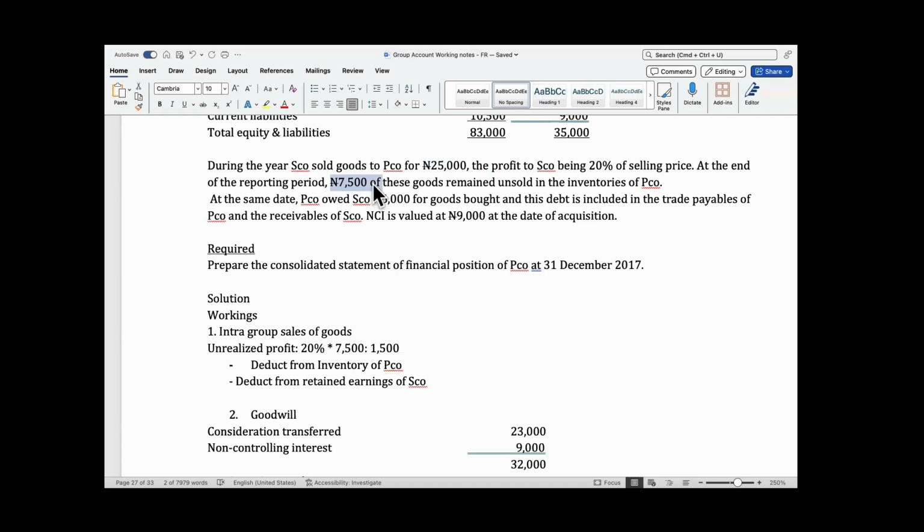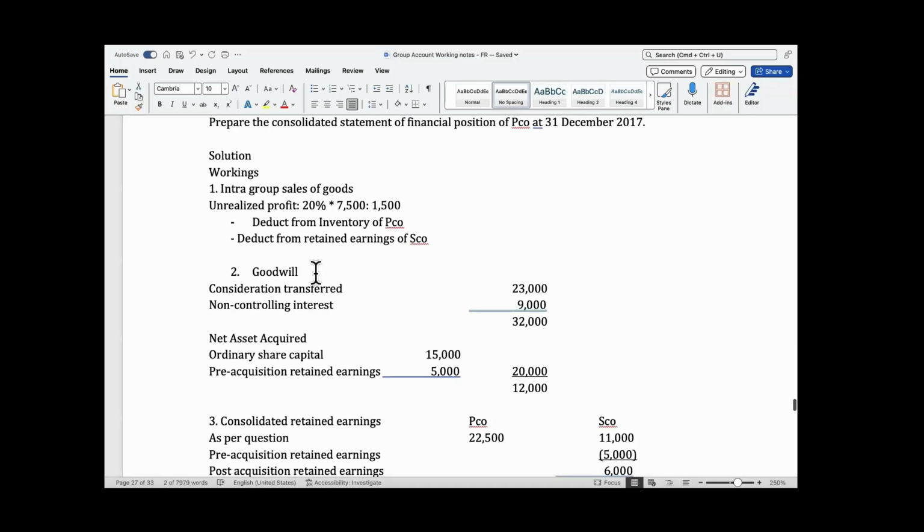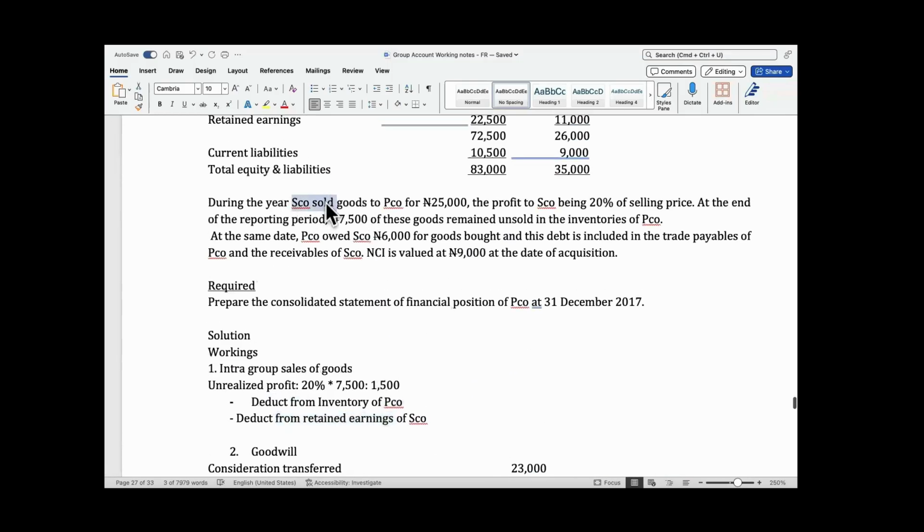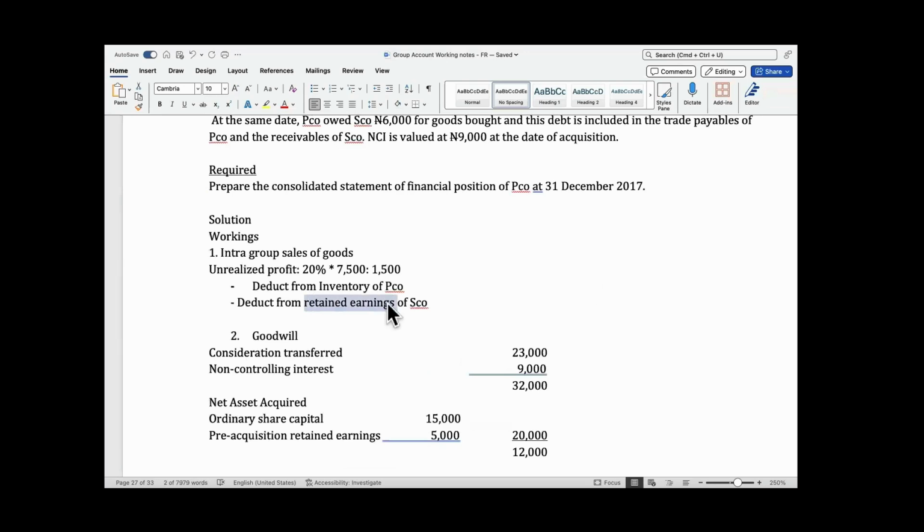So since we have not sold these goods out of the group, whatever profit we have made from one another, we remove it. Which is why, when we're adjusting, you see that the party keeping the inventory will remove the unrealized profit from his own inventory, so that the inventory is shown at cost. The party that is making the profit, the seller, which was ESCO, we remove the unrealized profit from its retained earnings as well, so that the unrealized profit is removed from its profit.